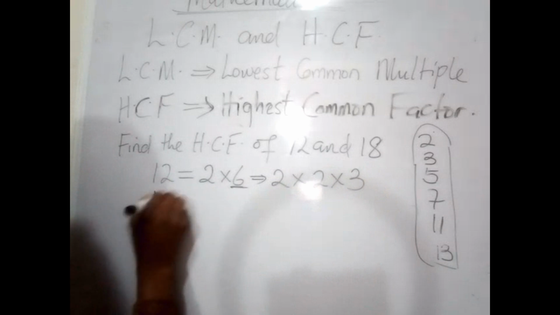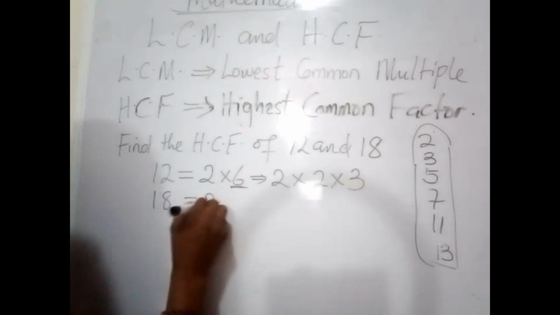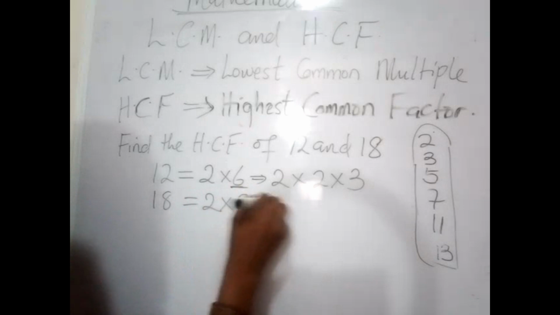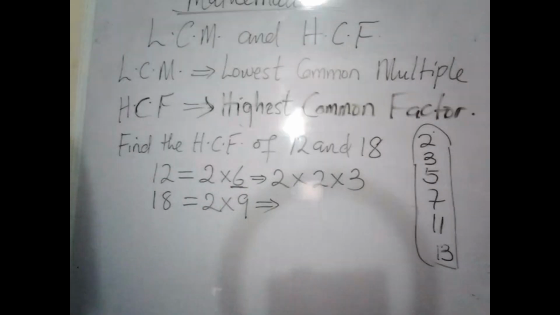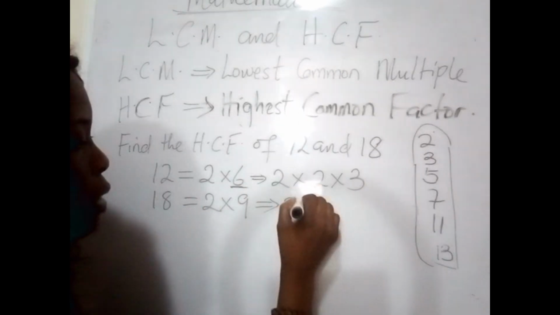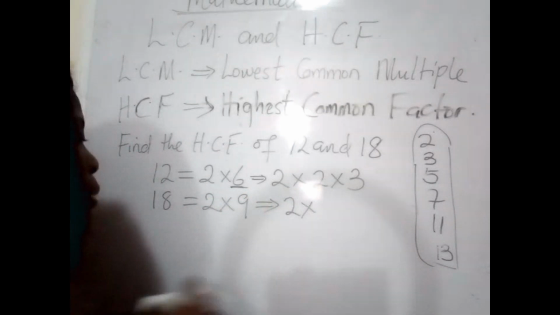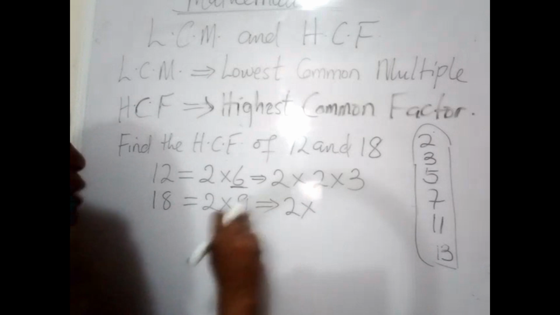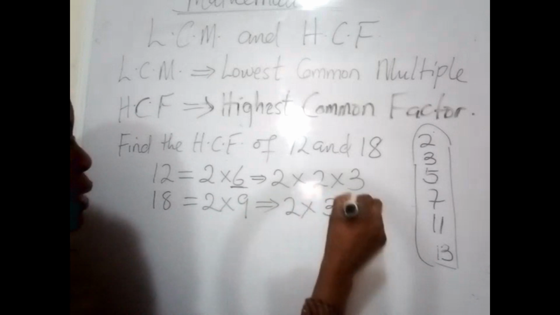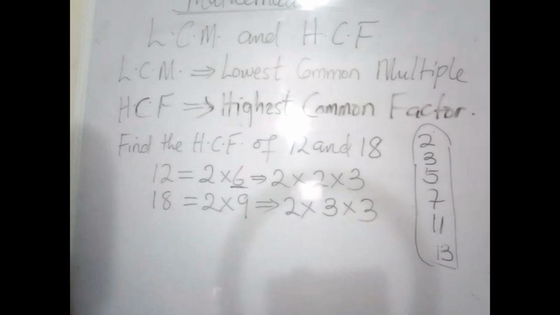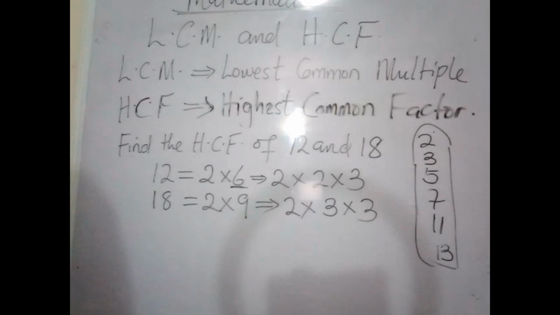And the next one is 18. We know that 18 is 2 times 9, right? But 9 again is not a prime number, so we try to break it down to its prime factors. So the prime factors of 9 are 3 times 3, because 3 times 3 gives us 9. So we have our numbers spread out.